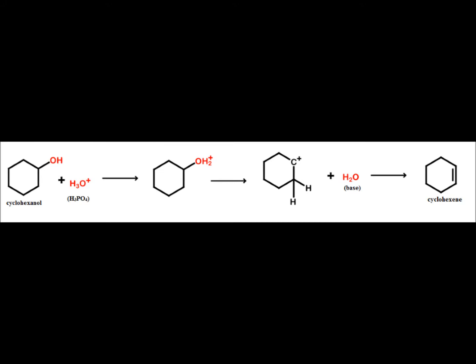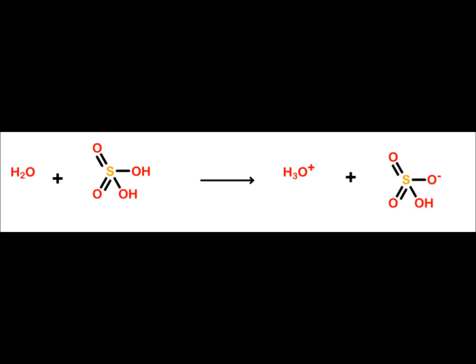An example of a real-world E1 reaction is a dehydration reaction. A dehydration reaction happens when there is a hydroxide group on the molecule. Hydroxide is a very strong base, meaning it is a very poor leaving group. Before it can leave, it has to be protonated by an acid like phosphoric acid or sulfuric acid.